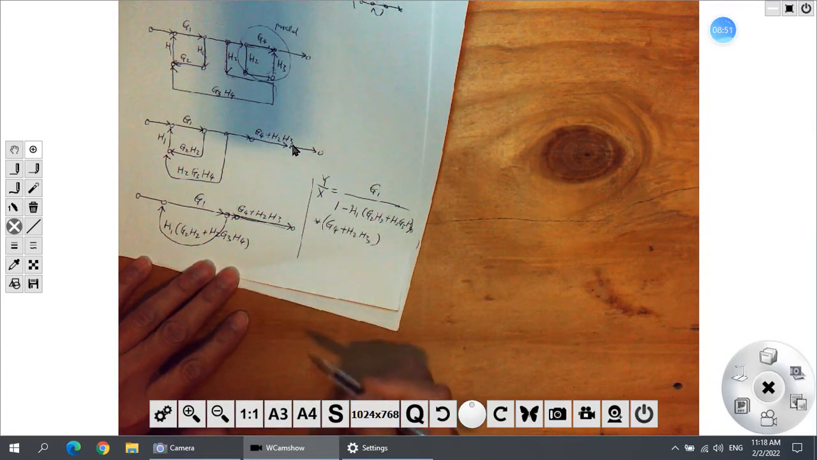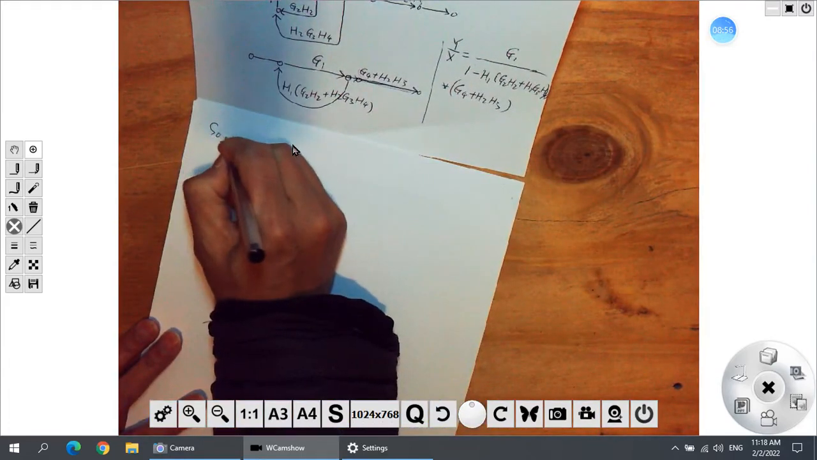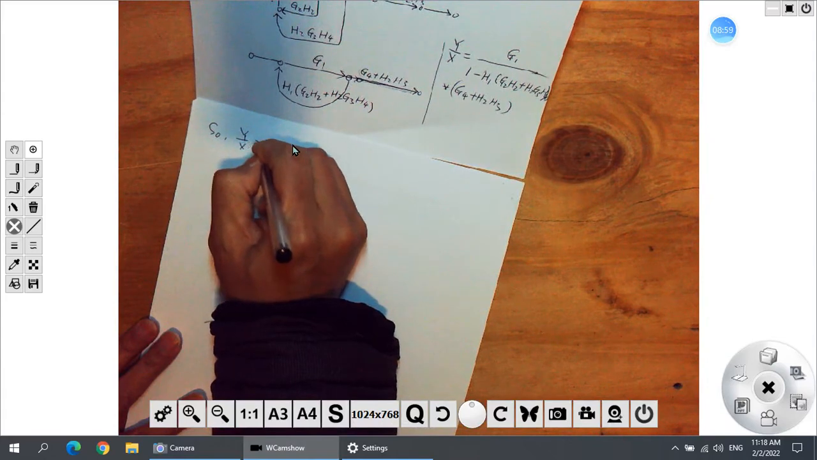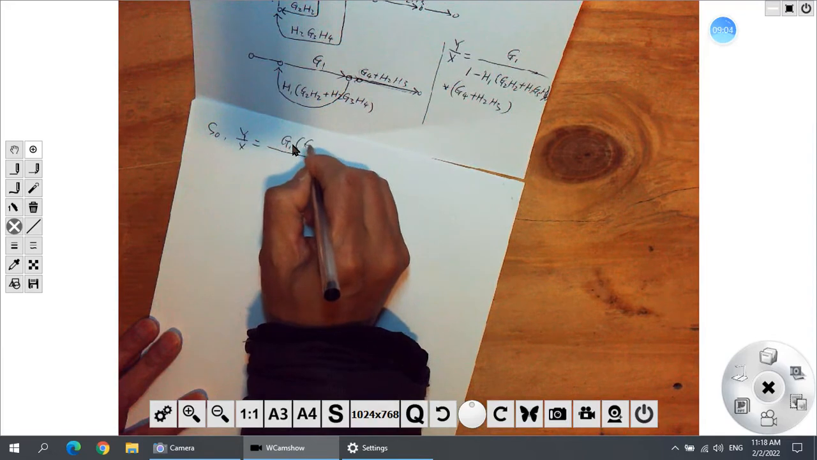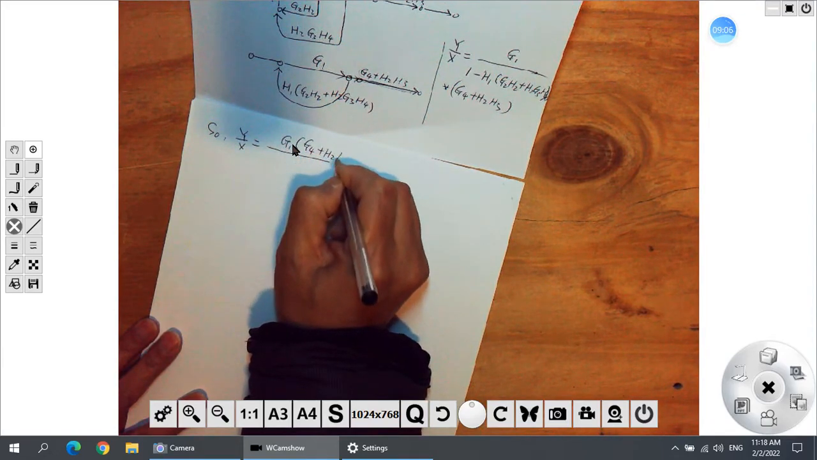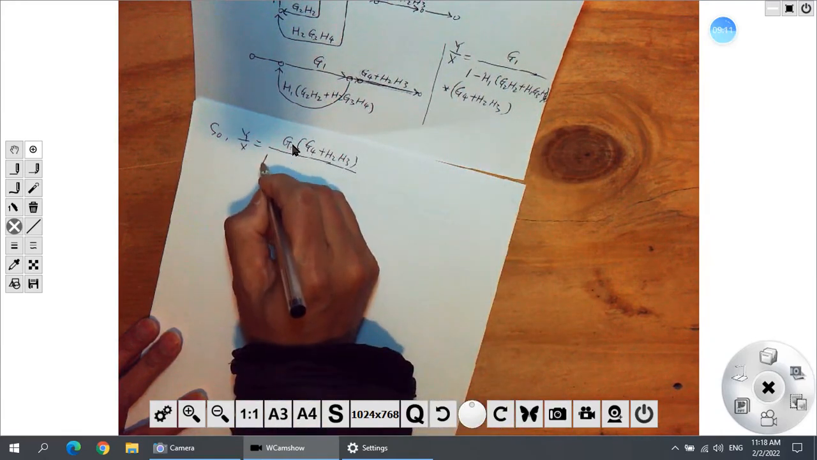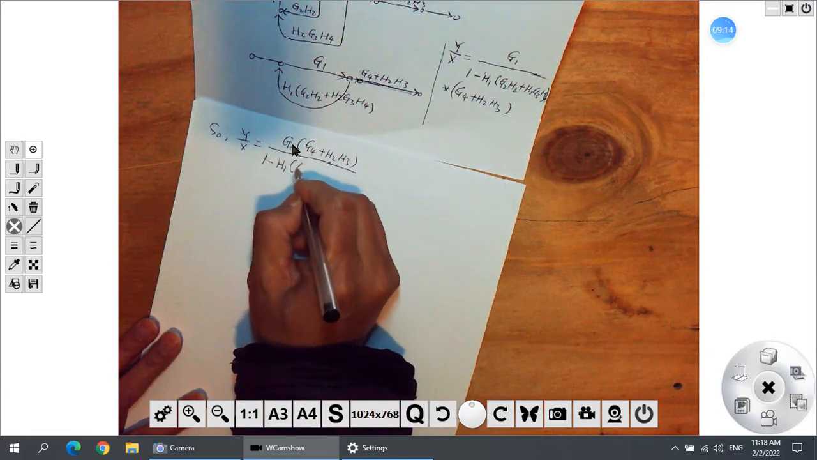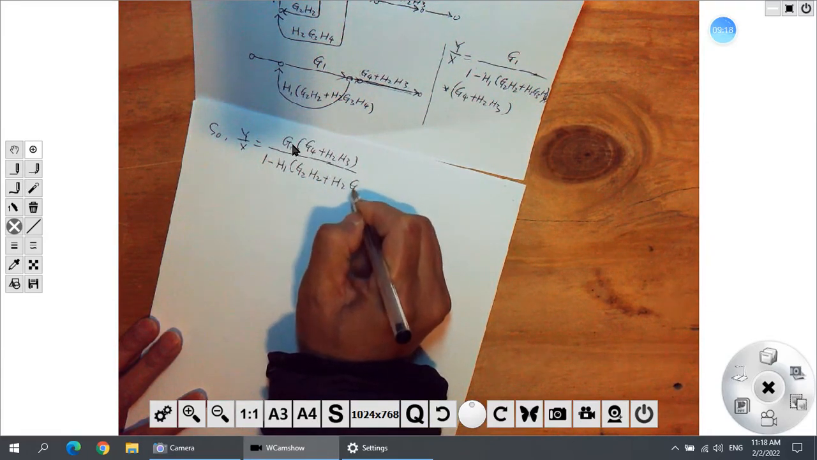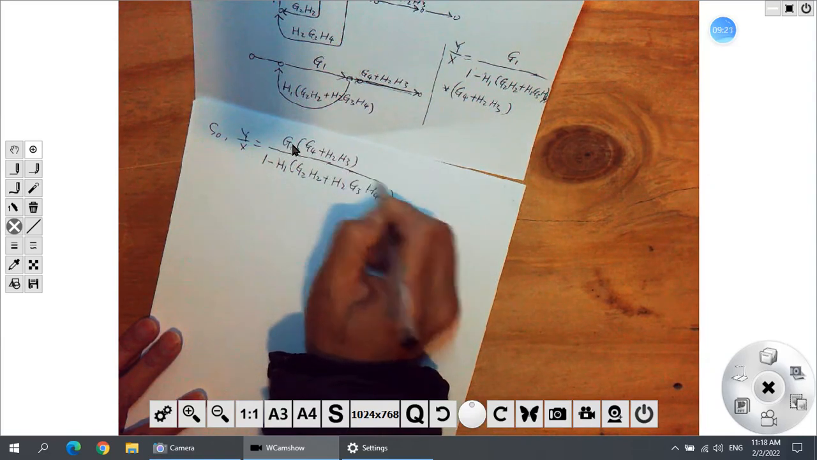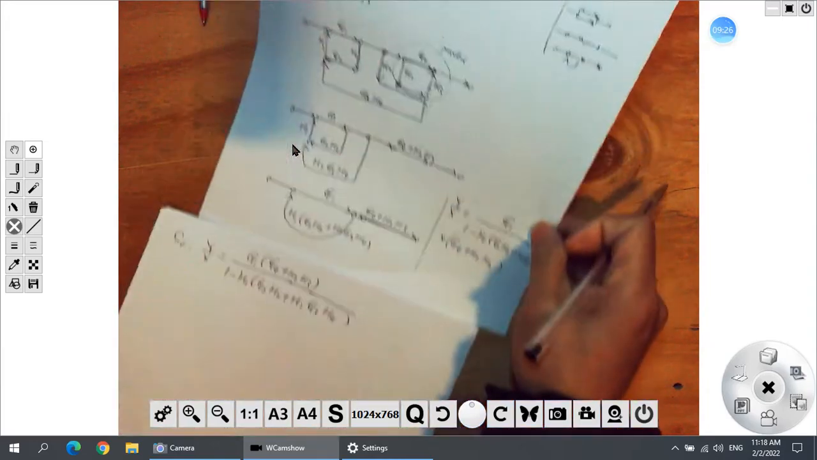So like this. Okay, and then let me do some simplify. So y over x equal to, here's a G1 times G4 plus H2 H3, right? This one times this one, and denominator is 1 minus H1 times G2 H2 plus H2 G3 H4. Okay, now we can have our final answer. Alright, so we can work like this.